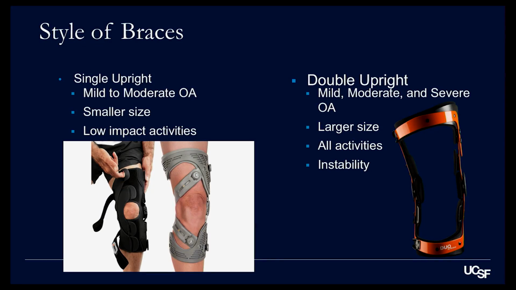The other one's double upright. This one can go all the way from mild, moderate to severe arthritis. They're larger in size, but they're more meant for all activity levels. It's not something where you're just going to go out for a walk. This is something that you're going to go out, play some tennis, play golf, get back on the field and have some fun with the grandkids, anything like that. The double upright also adds in the stability of the knee. So if there's any ligamentous injuries, you can go with the double upright and you can actually help to stabilize the knee while you're unloading the knee joint.